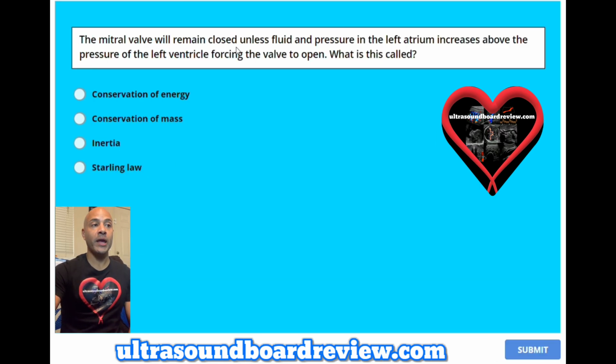The mitral valve will remain closed unless fluid and pressure in the left atrium increases above the pressure of the left ventricle, forcing the valve to open. What is this called? A, conservation of energy. B, conservation of mass. C, inertia. Or D, Starling law. The answer is C, inertia.